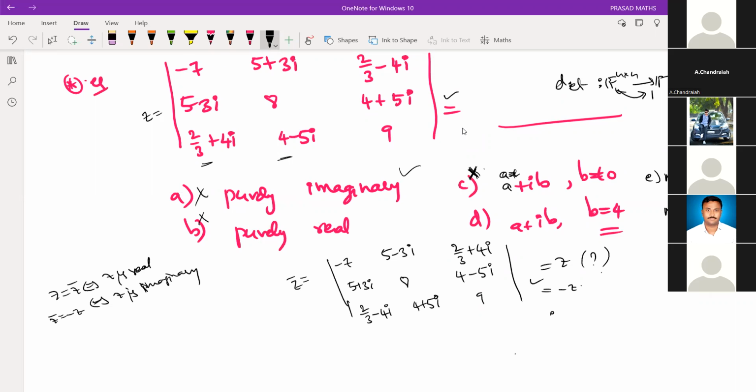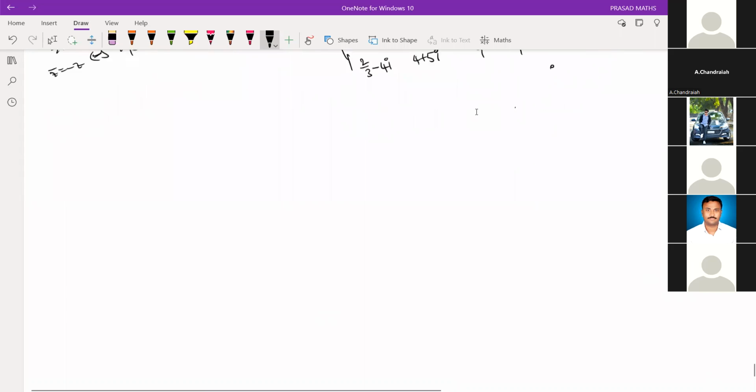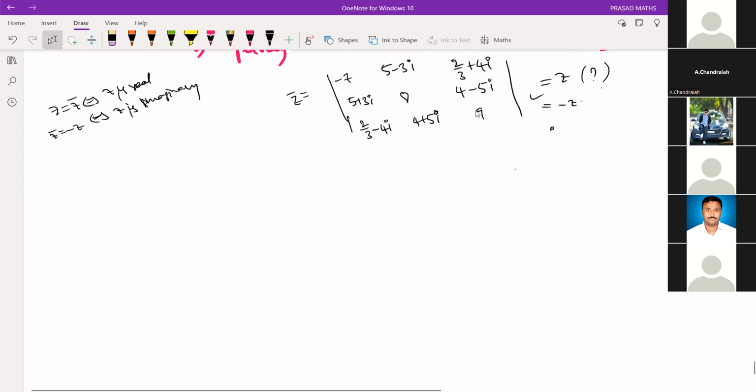So this is a problem, right? What you do in this case is, given a determinant z, check whether z bar equals z or z bar equals minus z. Simple, we can get the answer. That is actually the strategy. Right? So next problem, this also came in JAM.